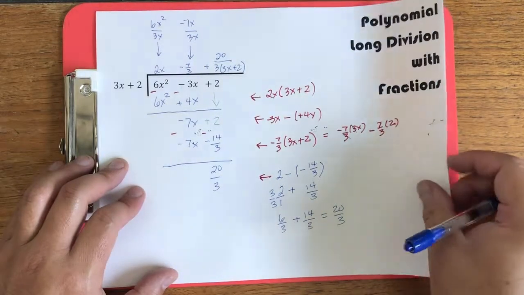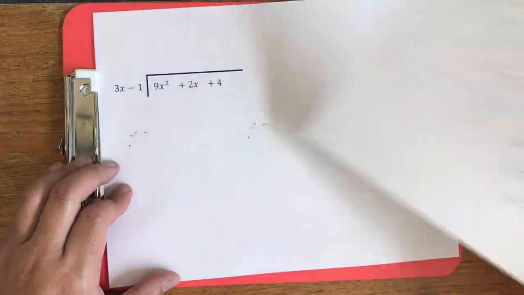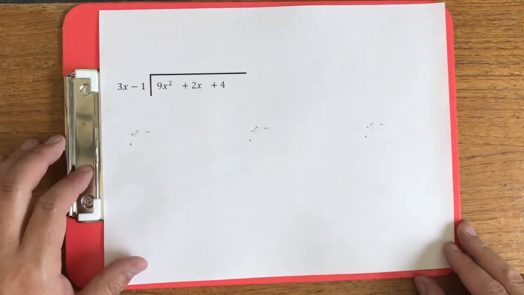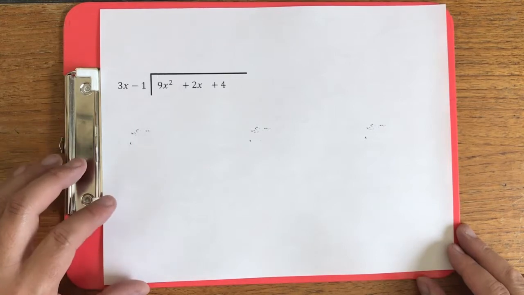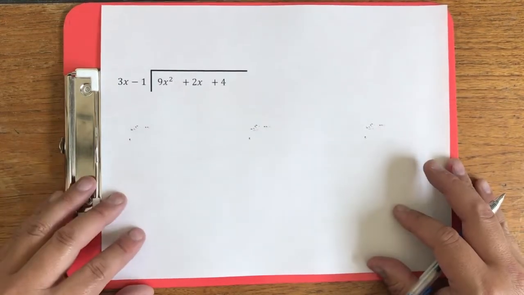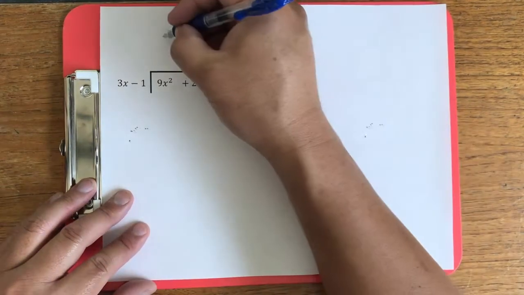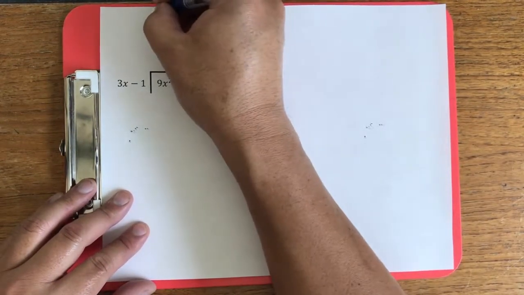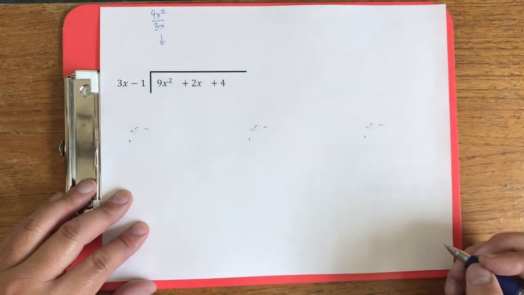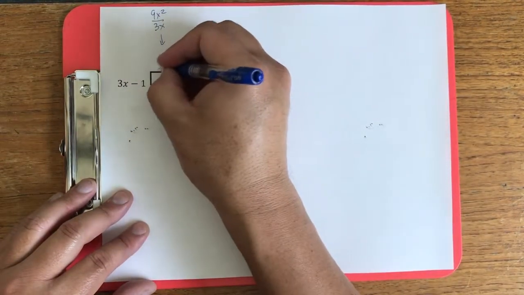All right. So let me give you a problem to try. There should definitely be a lot of unhappiness here. So go ahead and pause the video and give this one a try. Okay, so now that you've done it, let's work on this together. So what goes here is 9x squared divided by 3x. If I simplify that, I'll get 3x.